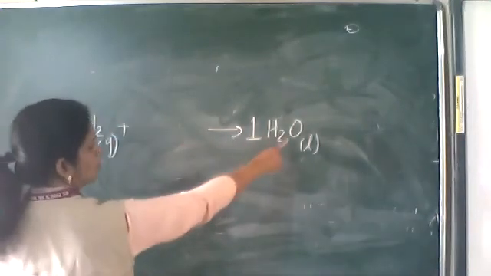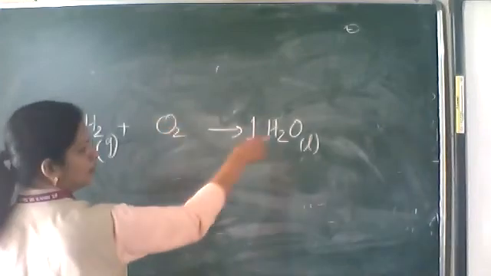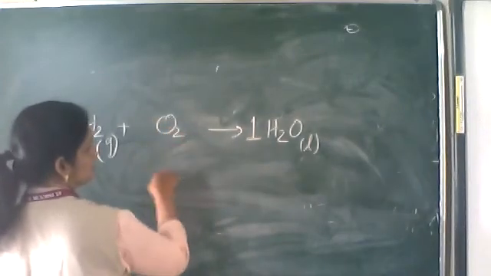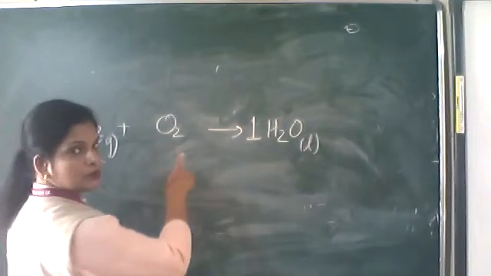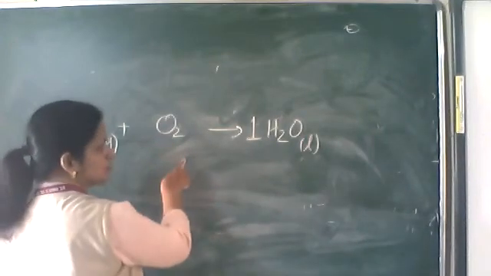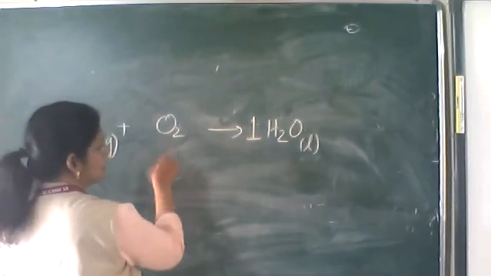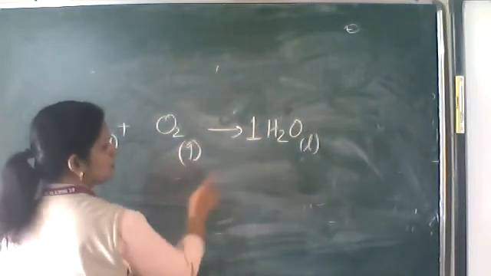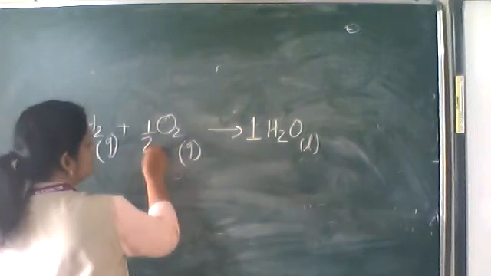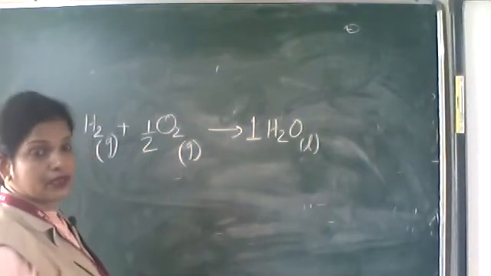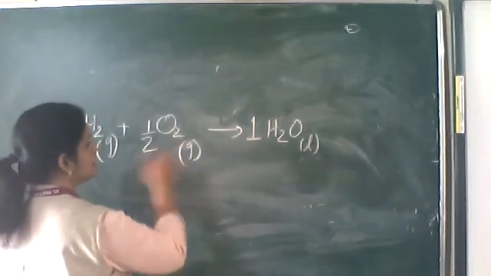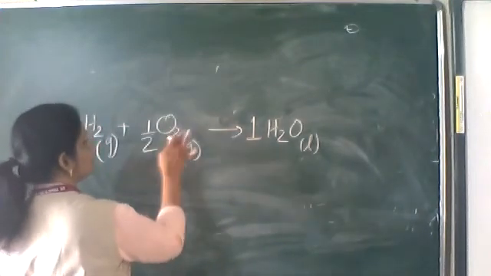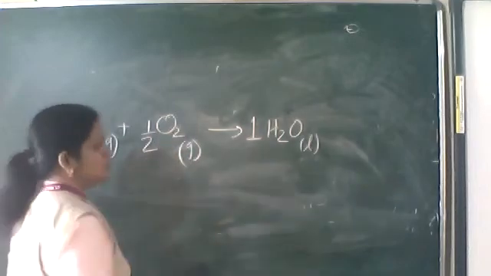Here, oxygen should be there, but only 1 O. Oxygen is O2 in its most stable state. From their most stable state, oxygen should be in the gaseous state, O2, molecular state. Only 1 O is there, so half. I should arrange accordingly, half. So this 2 and 2 get cancelled and you will be getting 1. So this is half O2.